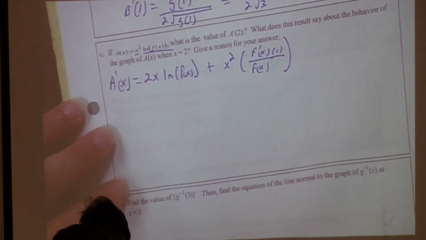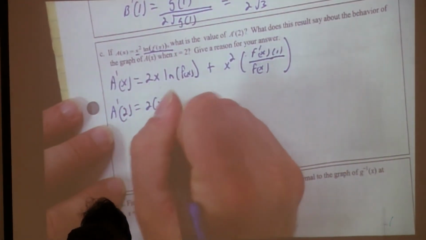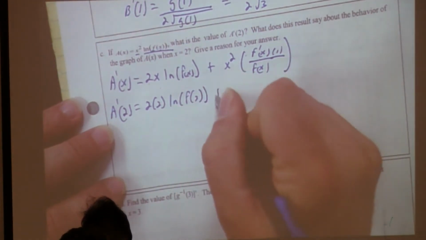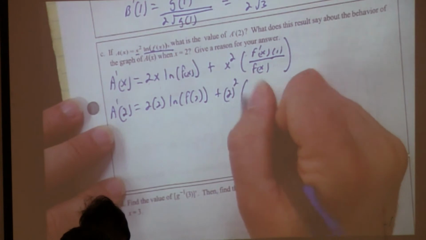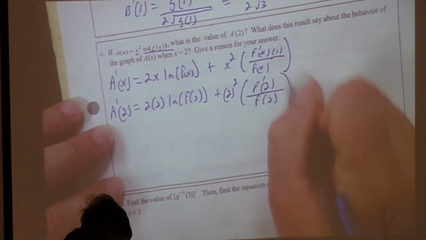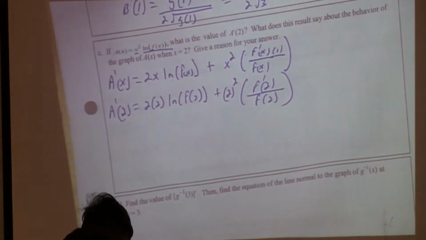But anyways, be careful. So now we want a prime of 2, so we got 2 times ln of f of 2, right? Plus 2 squared times f prime of 2 over f of 2. So it looks like we need f of 2 and f prime of 2. So let's look at the table and find both of those two.